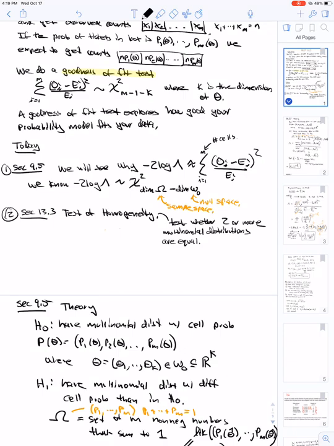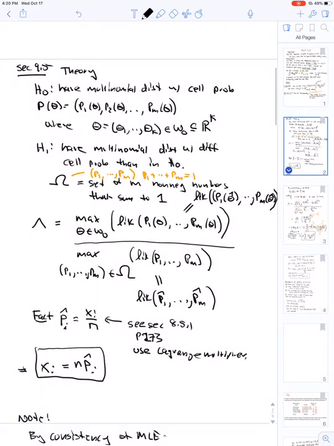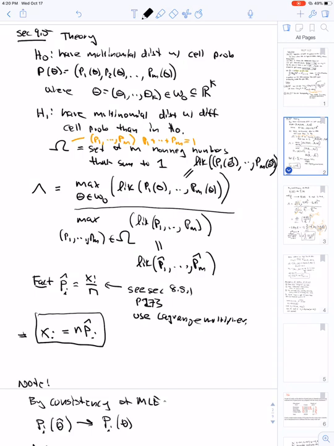So today we're going to see why minus 2 log lambda is approximately the sum of these Oi minus Ei squared over Ei. We know that minus 2 log lambda is approximately chi-squared with dimension omega minus dimension omega naught, where omega is the sample space and omega naught is your null space. The result will follow once we show the connection between minus 2 log lambda, which comes from the GLRT, and the Pearson chi-squared statistic. We're not going to have time today for a test of homogeneity, but we'll start that next time. So today we're doing theory, section 9.5.